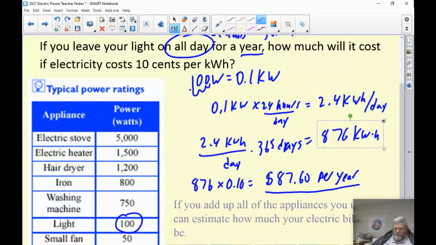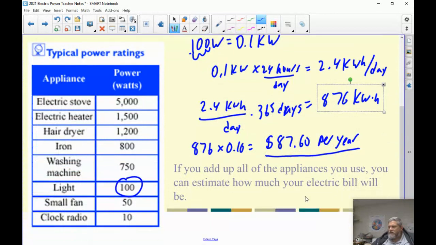Right? This is why sometimes our parents fuss at us about leaving our lights on. Because if you leave it on all the time, it ends up costing, and this is just one light bulb. If you leave on 10 light bulbs, that's over $800 a year. So you can see why it makes sense to turn the lights off sometimes, or to get a more efficient light bulb would help too. Right? And then you see this very last little bit here is that if you add up all the appliances that you use, you can actually estimate what your electric bill would be. Okay. A little bit. There's a lot of things hidden in there that would be hard to calculate, but you could get kind of a feel for it.